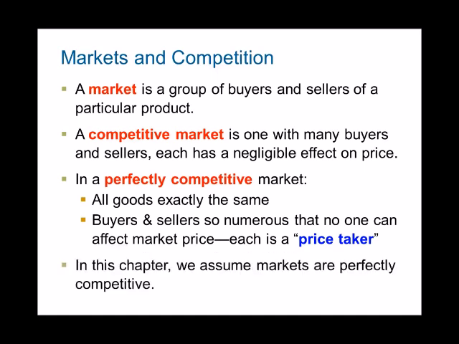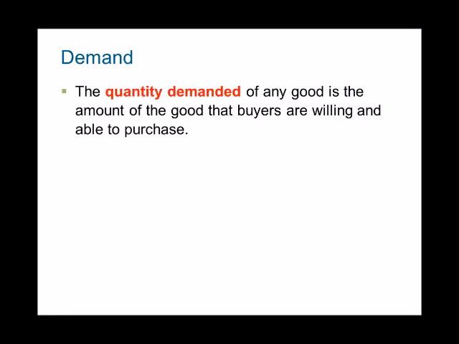In this chapter, we assume that the markets are perfectly competitive. In later chapters, we're going to see different kinds of market structures, but for now, we're going to see how perfectly competitive markets can affect price and quantity. So from here, let's look at the buyer side of the market. So we're going to look at demand first.